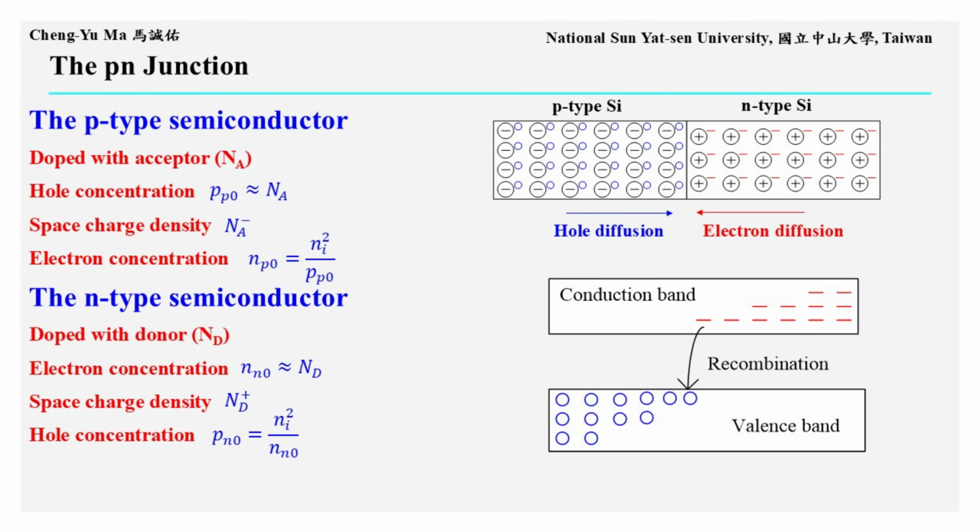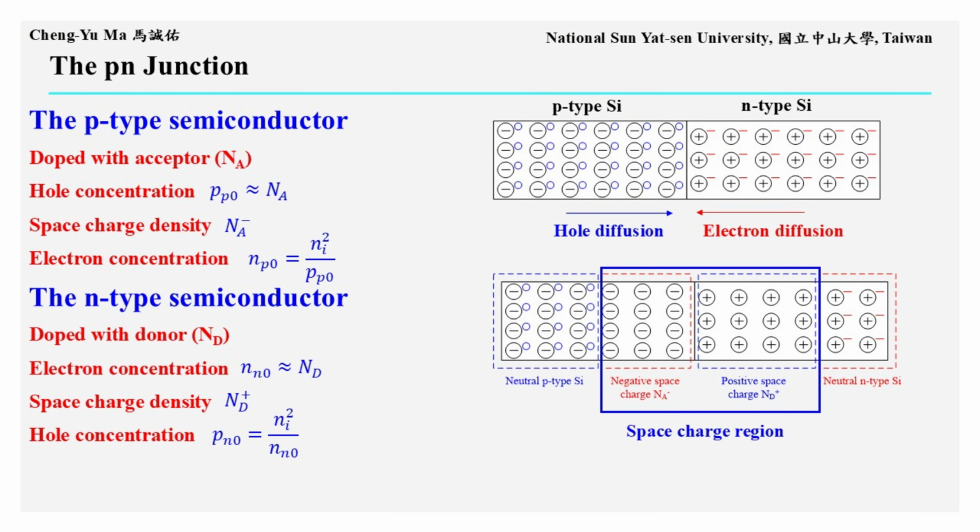When holes diffuse to the right and electrons diffuse to the left, many electrons meet many holes, and recombination occurs. In recombination, electrons in the conduction band transition back to the valence band to fill the empty states, which are the holes. Therefore, after electrons and holes recombine, the electrons in the conduction band and the holes in the valence band vanish, as shown in the figure. After hole diffusion and electron diffusion lead to recombination, the originally neutral p-type and n-type regions lose holes and electrons near the junction. As a result, a net space charge appears.